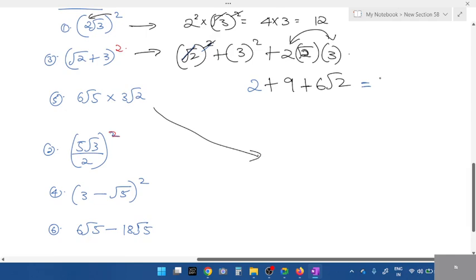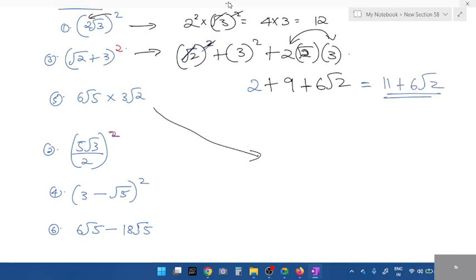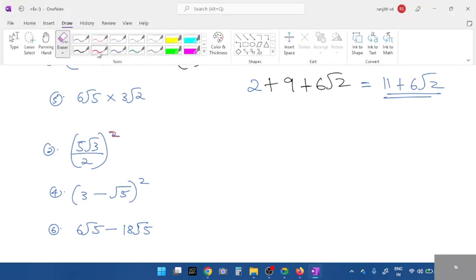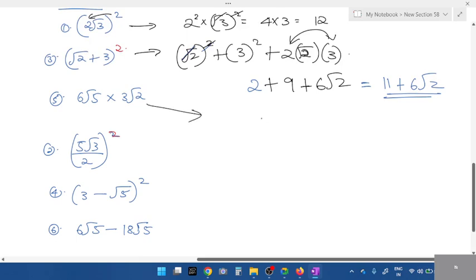Fourth one. Okay, third one, I made a mistake now. It was 2 plus 9. 11 plus 6 root 2 is the answer. Look at the question, students. I've rearranged the questions. Fifth one. Now I'm going to do the fifth one. Look at your fifth answer.